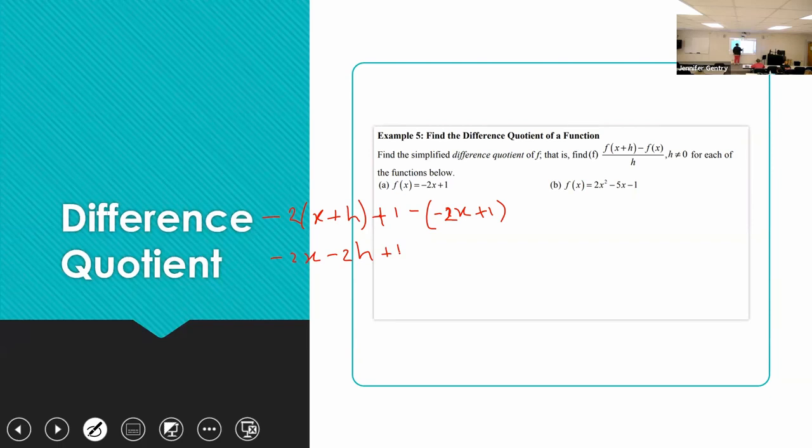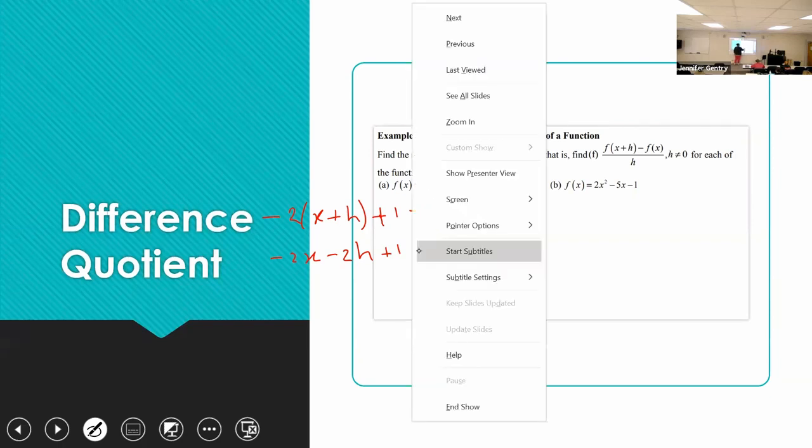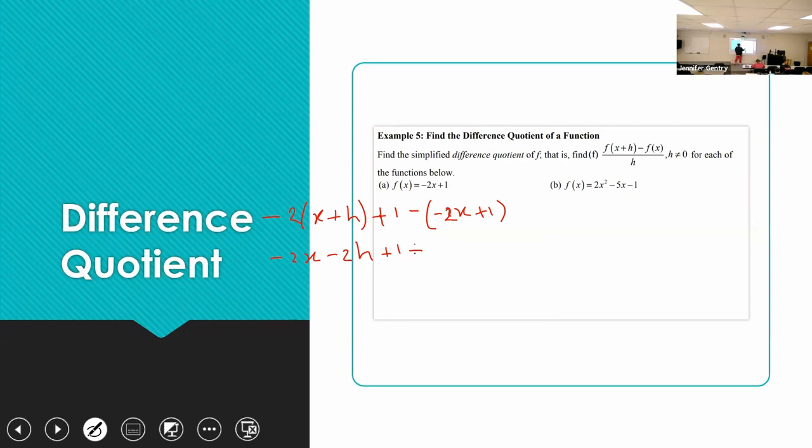Minus and a minus is a plus, right? Minus and a plus, minus 1. That's everything. Okay? Make sense?